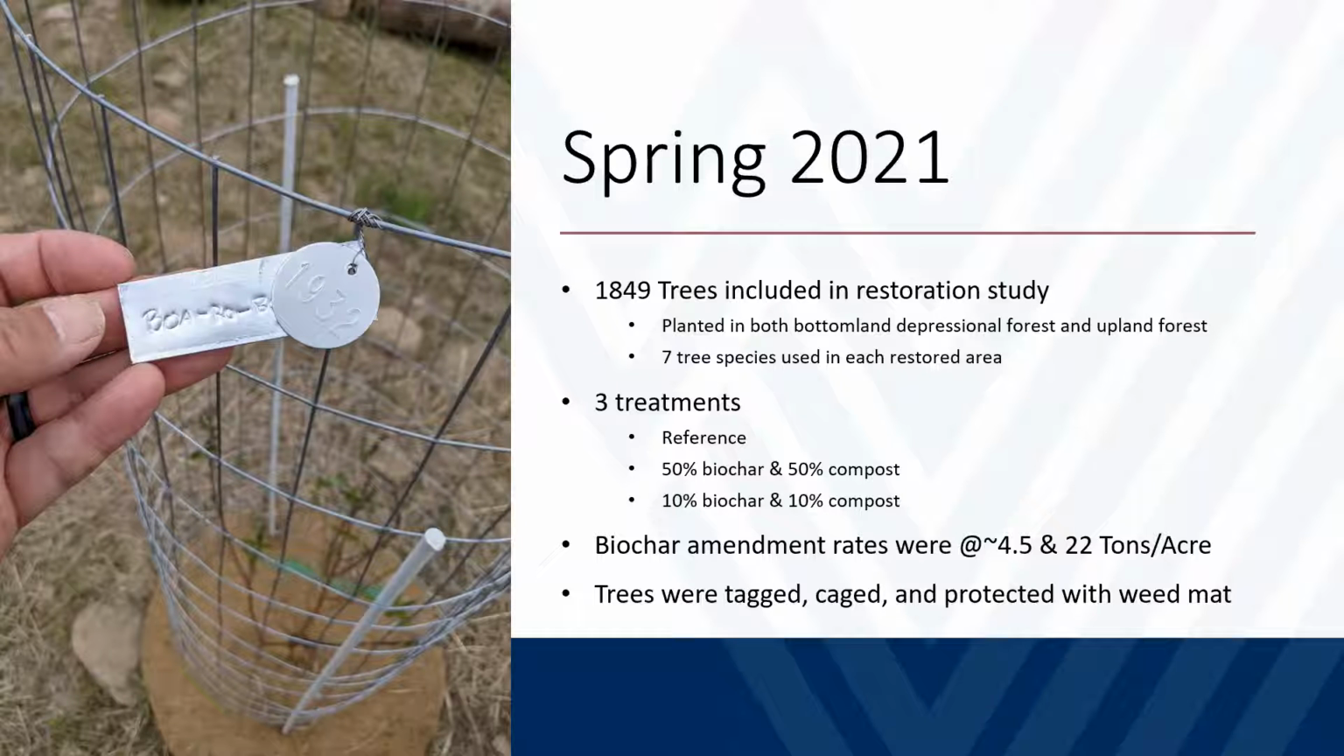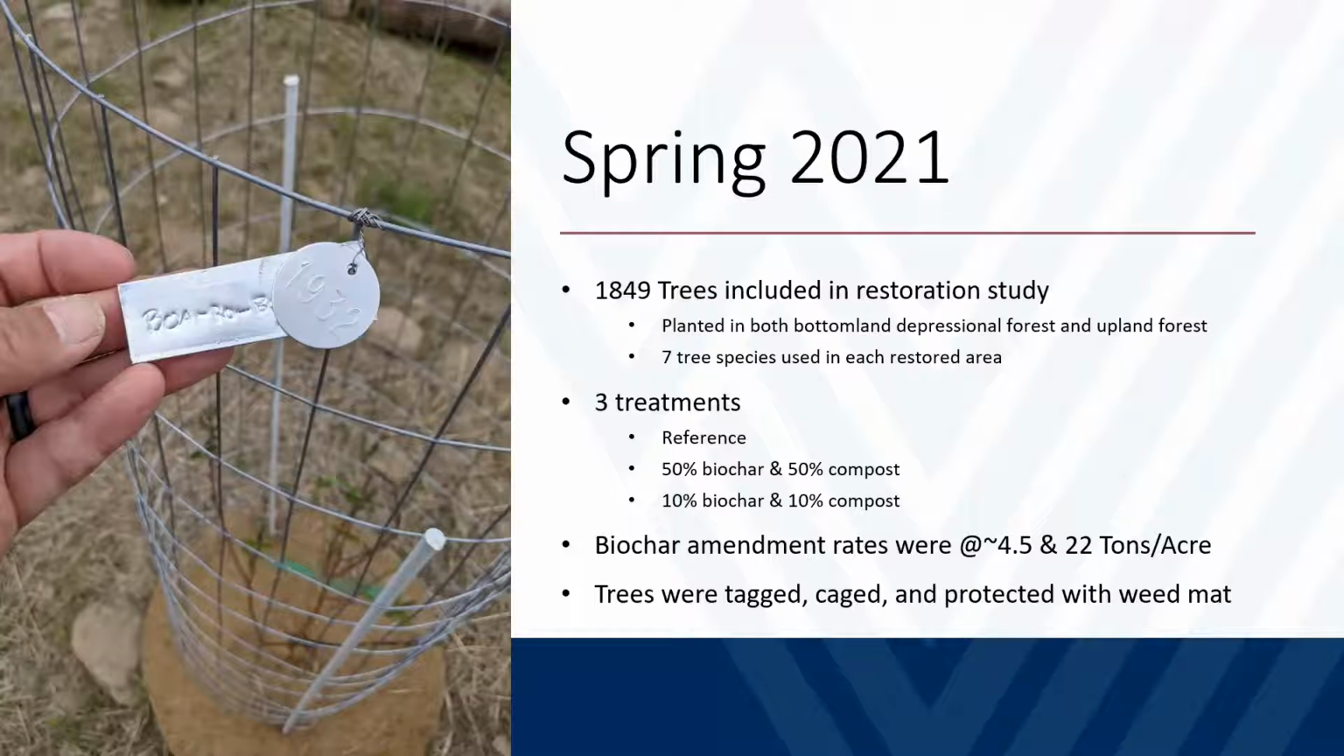They were planted in both what we call a bottomland depressional forest, as well as an upland forest. So some of the upper reaches on this, we also planted. Seven different tree species were used in each of those restored areas. And we included 3 treatments on this. We had a reference where we did nothing. We just planted the trees.